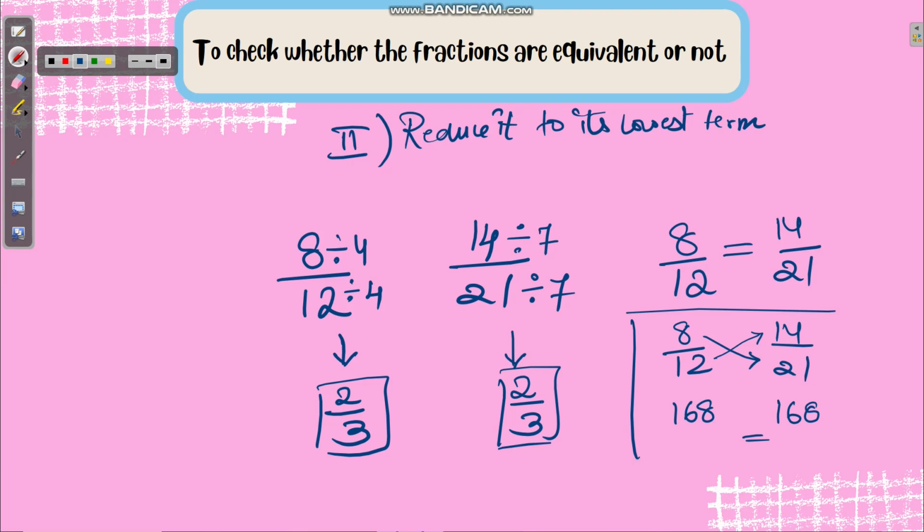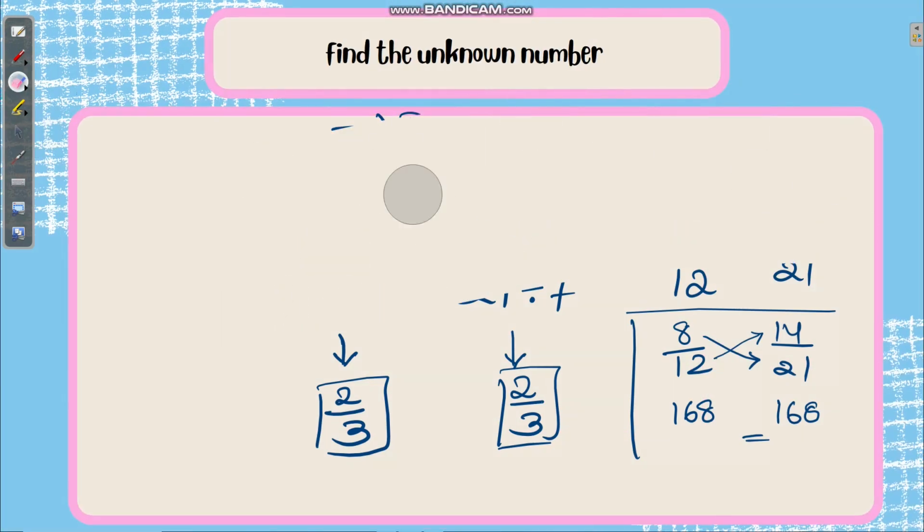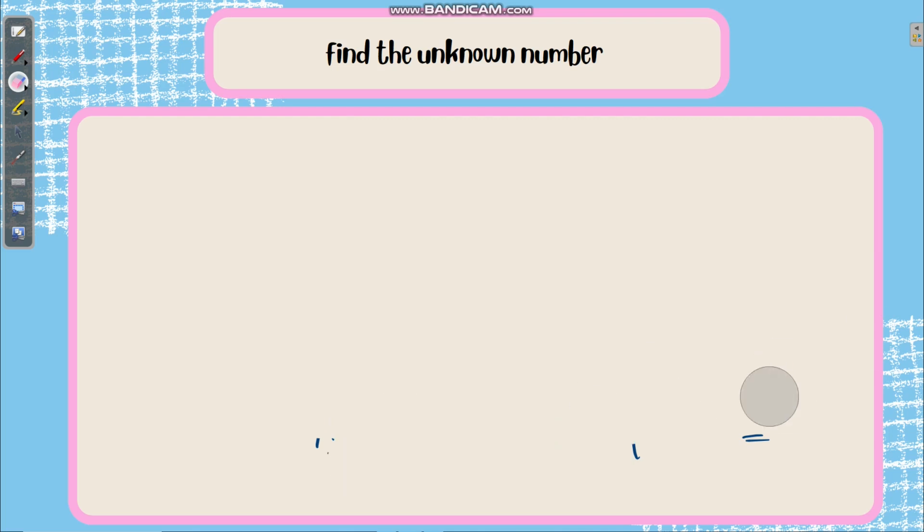So there were two methods to find whether a given pair of fractions are equivalent or not. That is, either you cross multiply and check whether they are equivalent, or you reduce it to its lowest term. Let's move on to the next thing. How to find an unknown number when fractions are equivalent. So now let's take an example and find out.